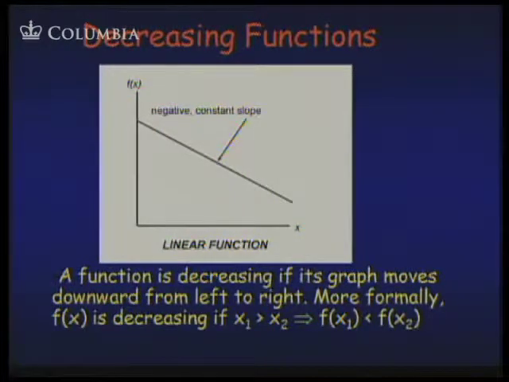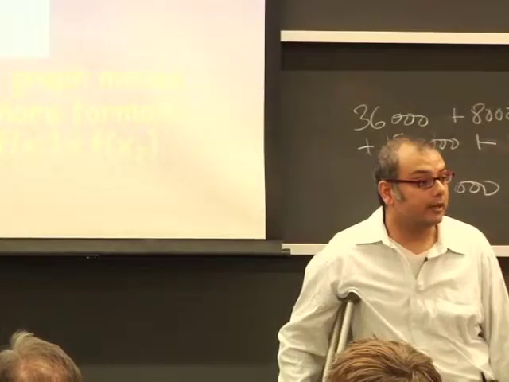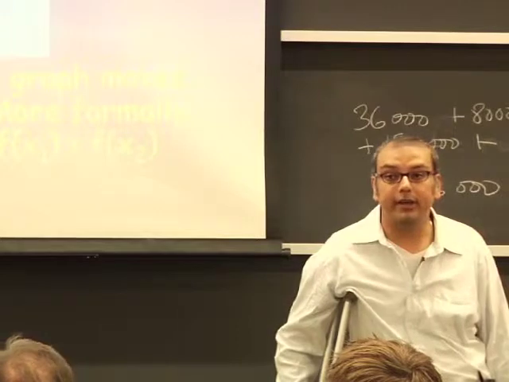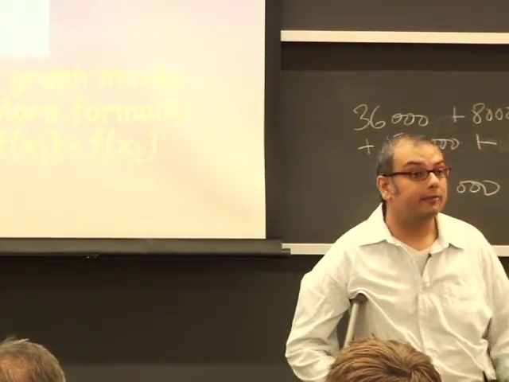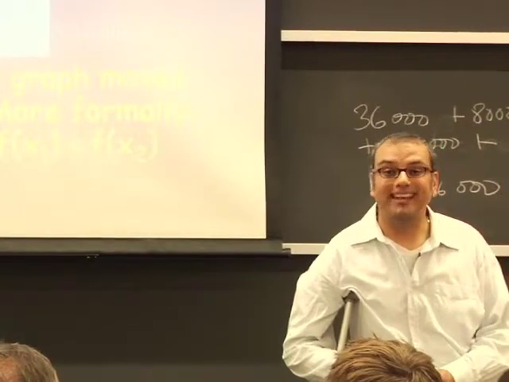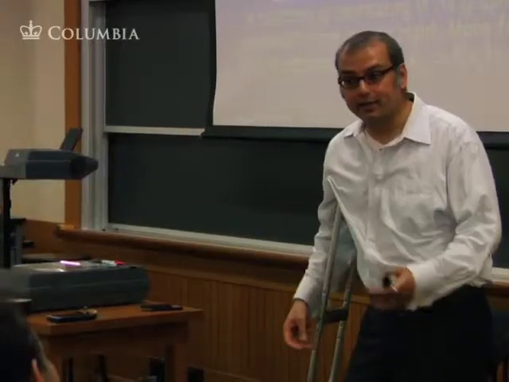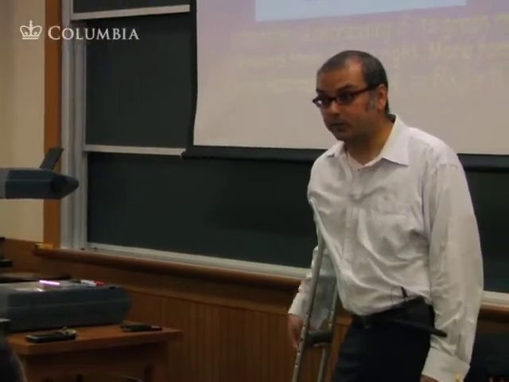A function is decreasing if for any x1 greater than x2, f of x1 is less than f of x2. So as you increase x, f of x goes down. This is a very common problem, obviously, in science or in policy. You're often looking at variables to determine whether the function that relates those two variables is increasing or decreasing.